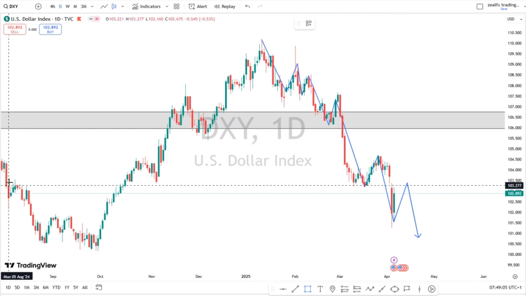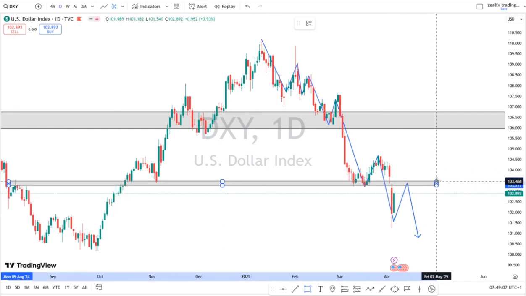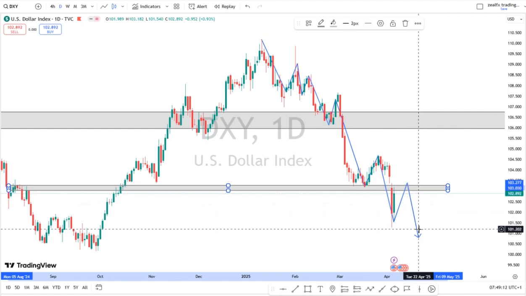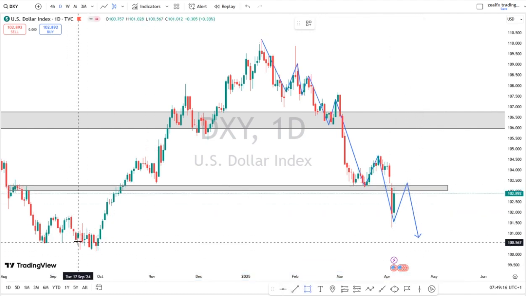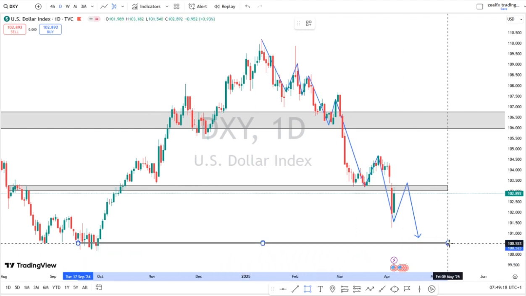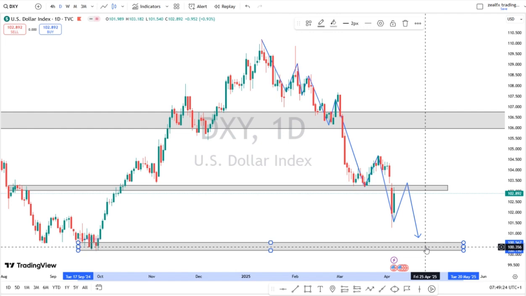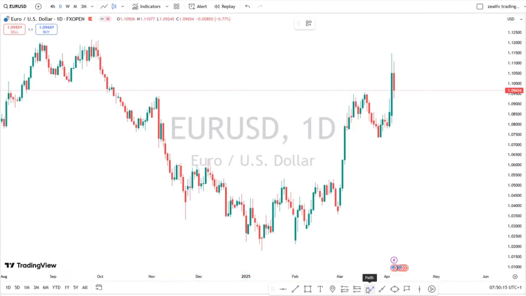We'll be looking for a price action setup from this level on the DXY for us to sell it to the downside, with our targets on these levels. After the retest, we see price pushing lower for the DXY. So let's look at our next pair, which is the Euro USD.